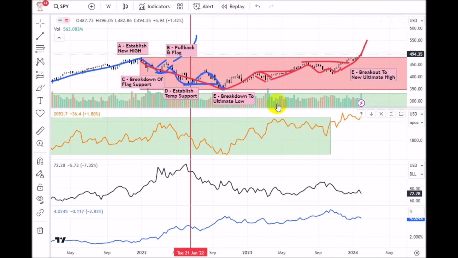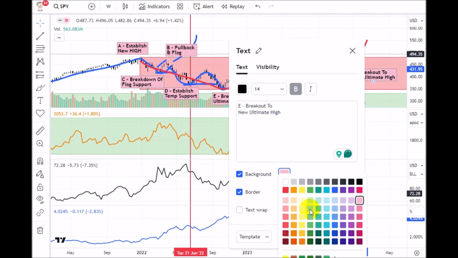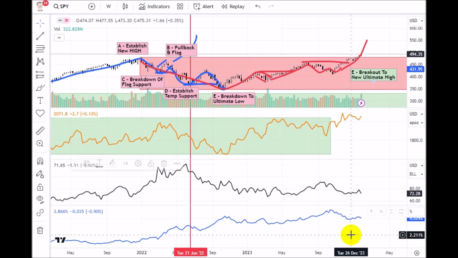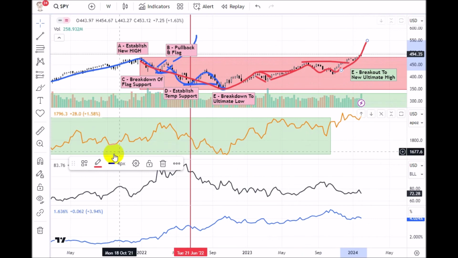So now, understand, this is the bearish breakdown, the same pattern, setting up exactly the same way. We've got A, B, C, D, E, breaking right now to an ultimate new high. So this is going to be, in my opinion, a good solid rally to the upside, rallying up to a new high. So I'll change this to green.